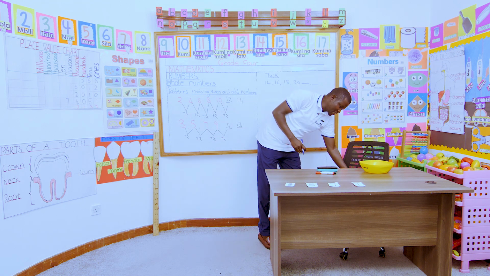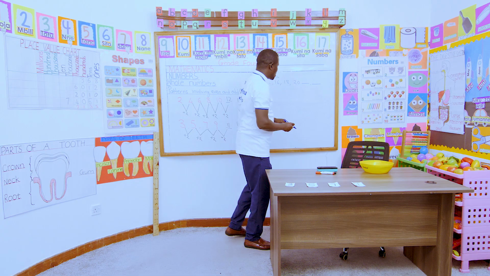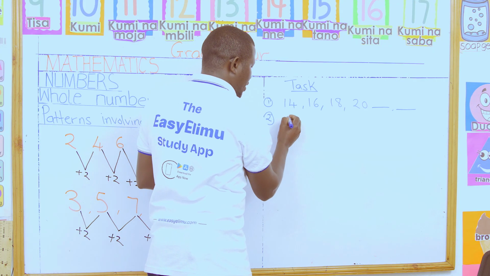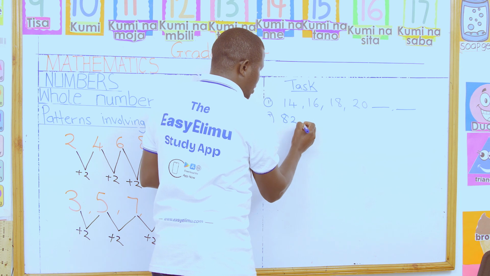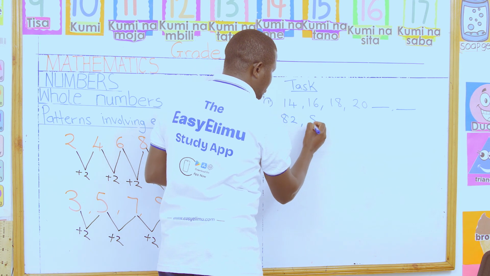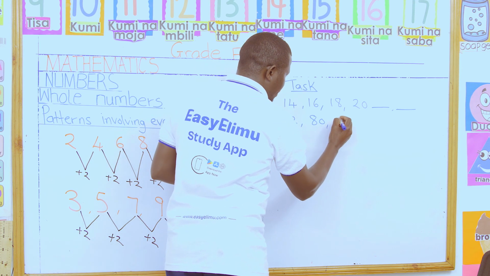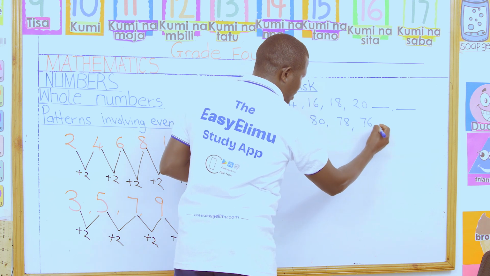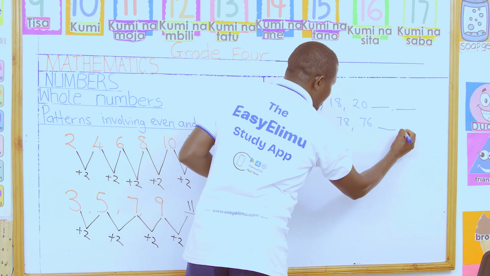Number 2, we have 82, 80, 78, 76. Kindly give me the next 2 numbers.